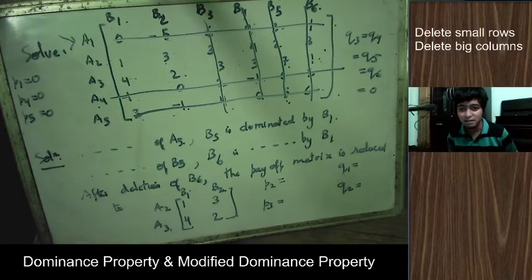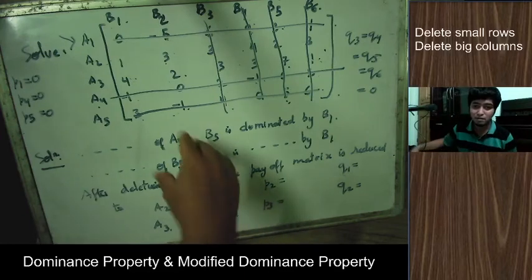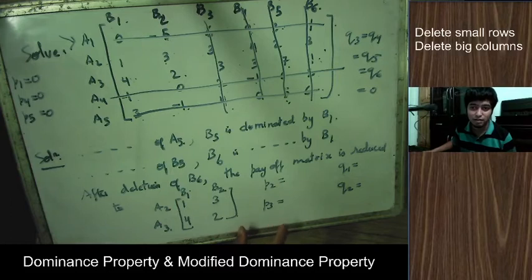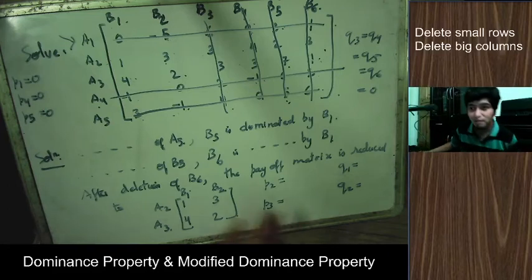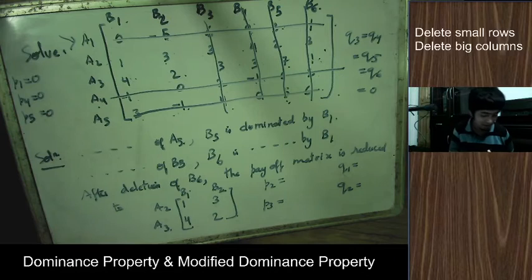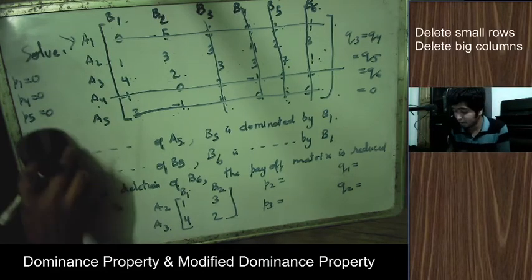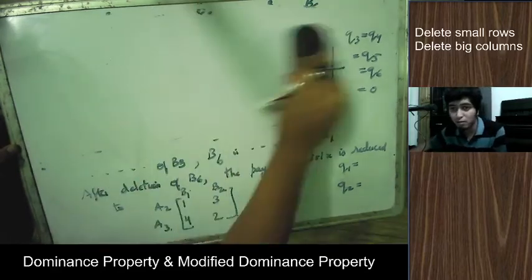So I hope that is clear. This is the dominance property. You can complete this by solving it as a 2 by 2 game, and then you can even find the value of the game. So this is all about the dominance property. Now let us see another thing, which is the modified dominance property.